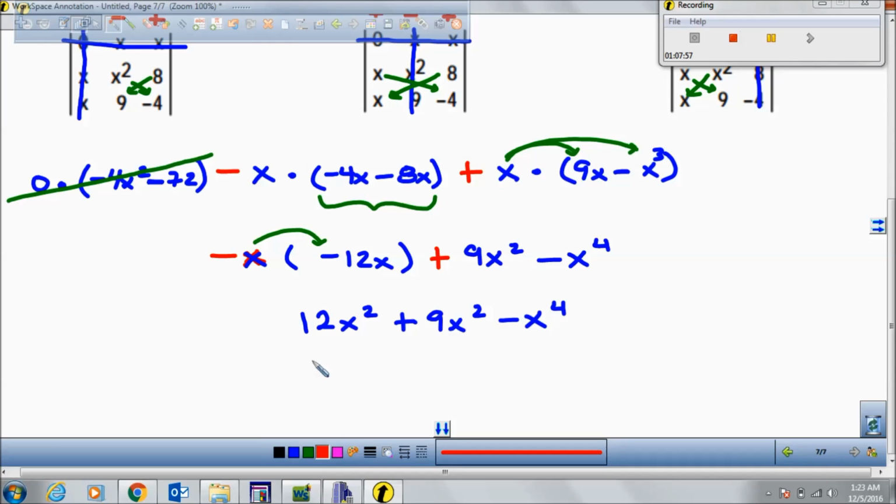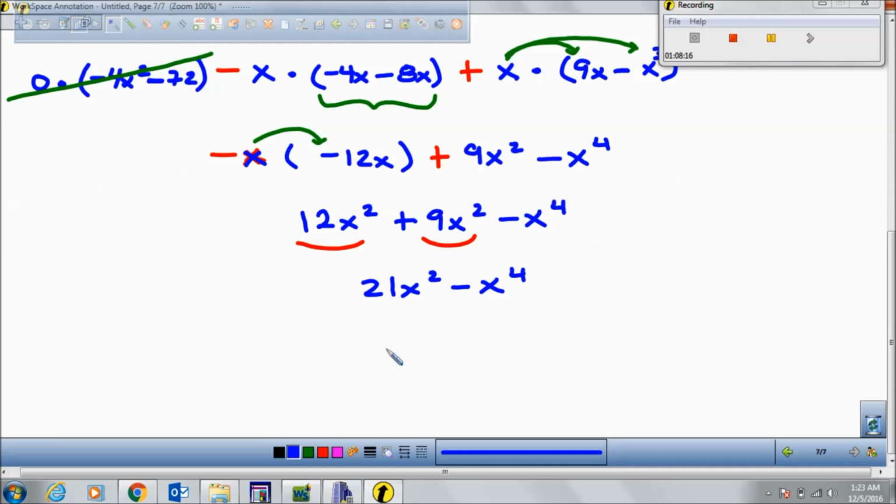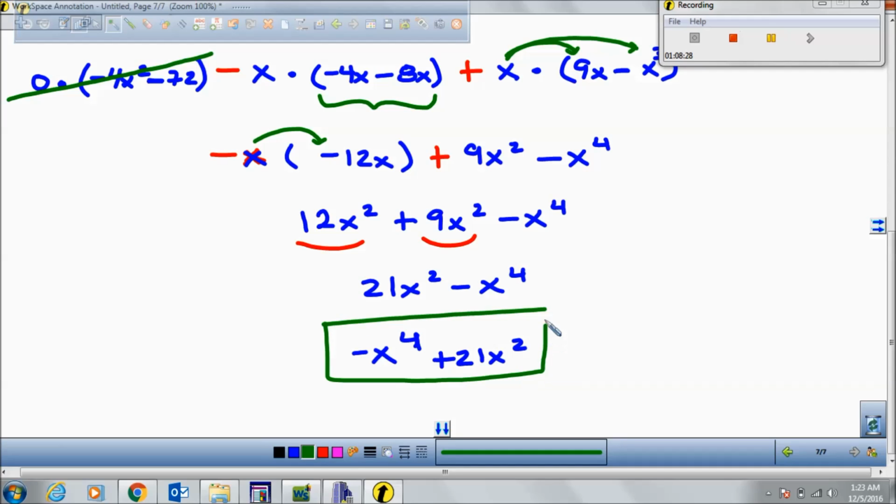So you have two terms that you can combine together because they're like terms. They have the same variable with the same exponent. So 12x squared plus 9x squared is going to be 21x squared minus x to the fourth. And that's it. The only thing you can do is probably rewrite it from greatest exponent to smallest. But even that would be okay. If you don't do it on the test, I mean, it's fine. If you don't put them in order, from greatest exponent to smallest, it's okay.